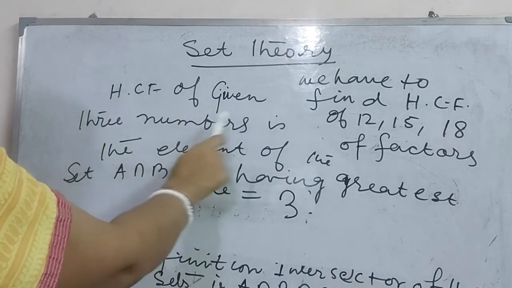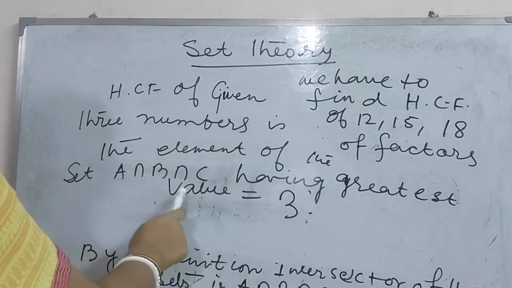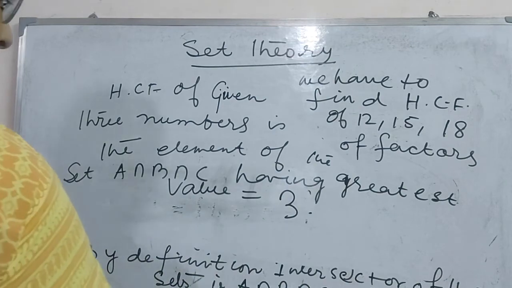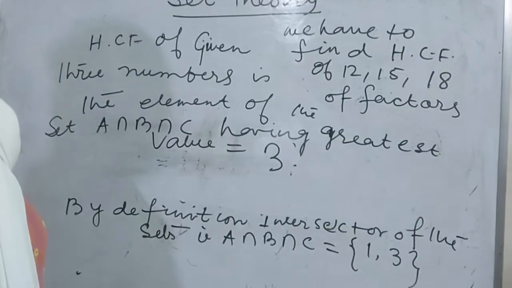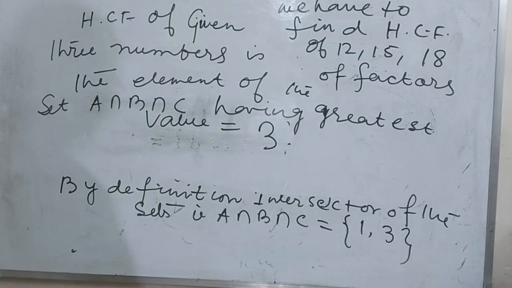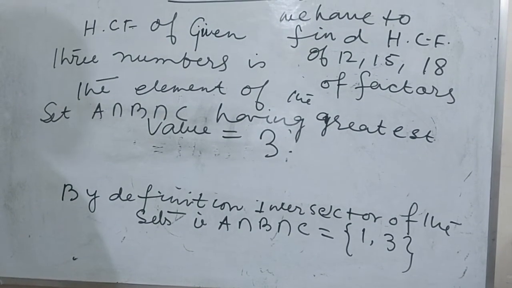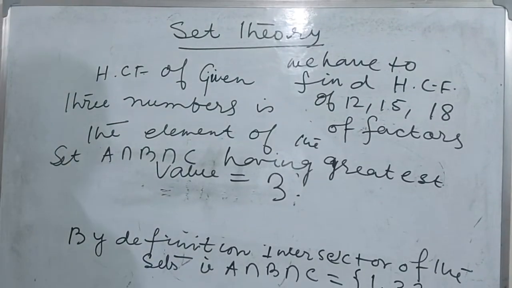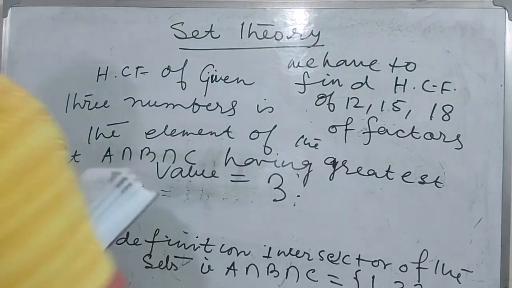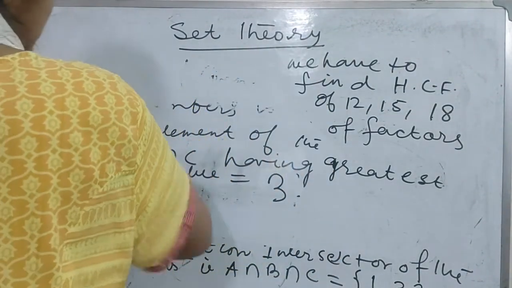The HCF of the given three numbers is the element of the set A intersection B intersection C having the greatest value, that means 3. This is the HCF. Now I am going to the next sum.